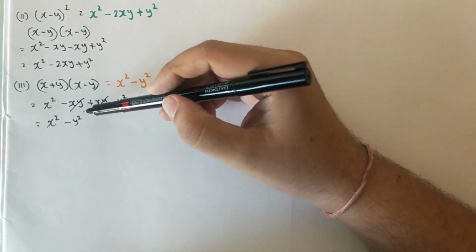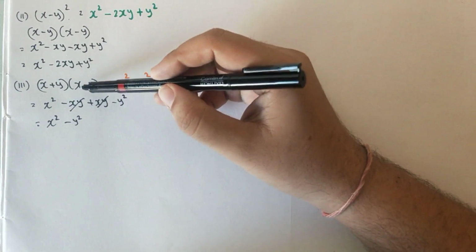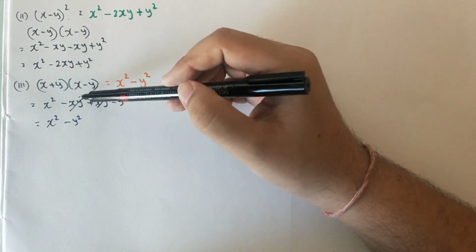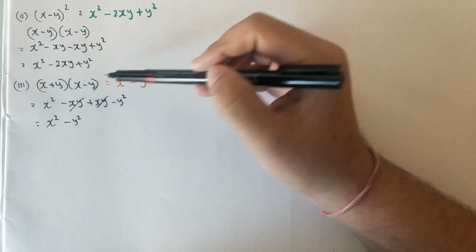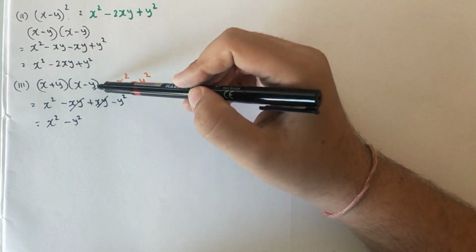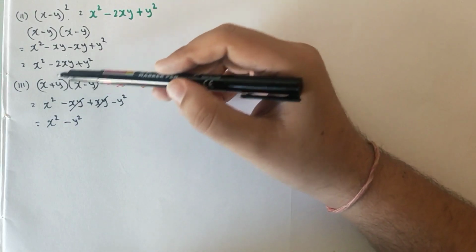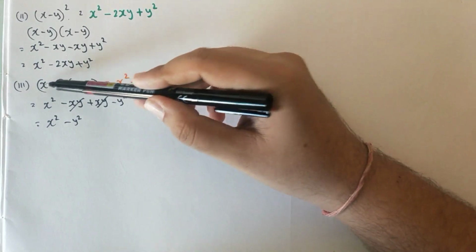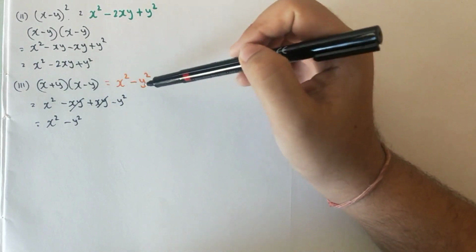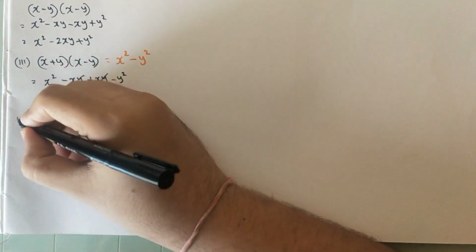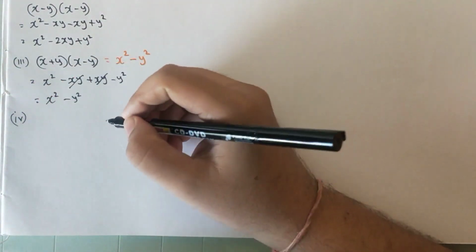Now the third type: there are two brackets where both the brackets have the same terms, like 5 plus 7 and 5 minus 7, or 7 plus 5, 7 minus 5. Both the brackets have the same terms, but the only difference is plus and minus in between them. Then square the first term and subtract the square of the second term from it. Third identity.